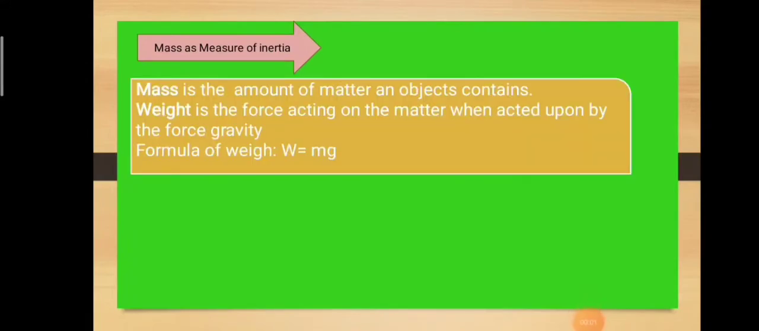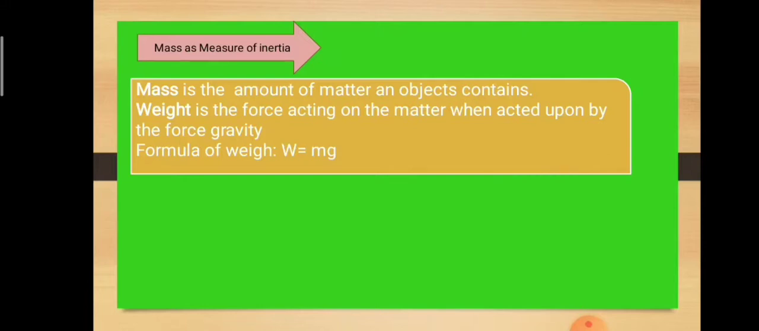So mass is the amount of matter an object contains, and weight is the force acting on the matter when acted upon by the force of gravity. So here's the formula of weight. Sorry for the wrong spelling of weight. So W is equals to mg, or weight is equals to mass multiplied by the gravity. The common unit used for measurement of the amount of matter is called kilograms.